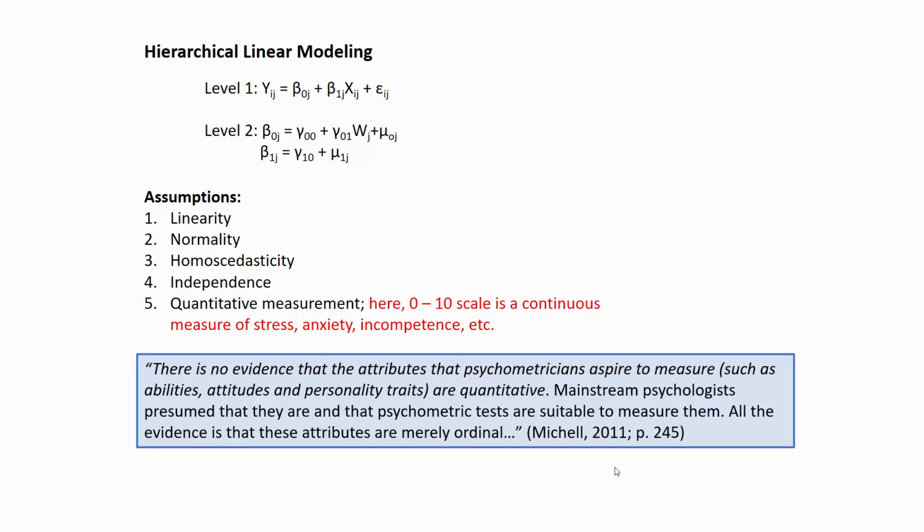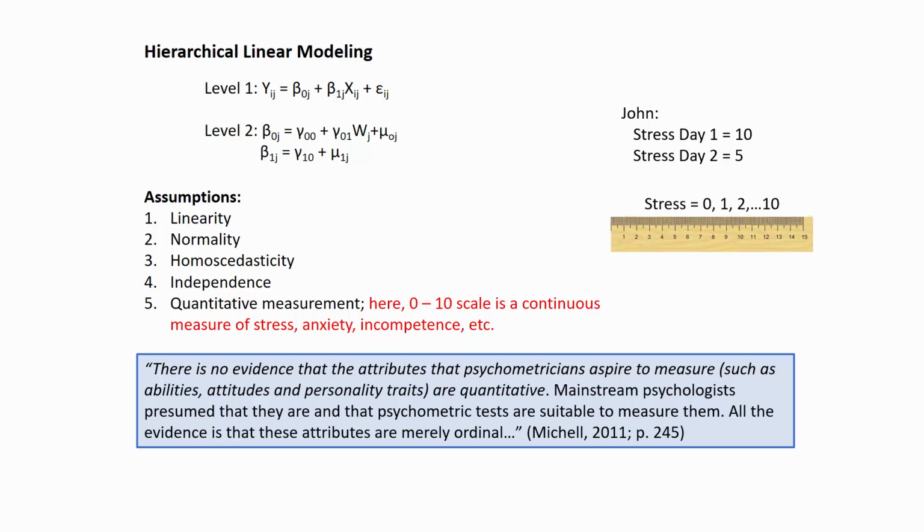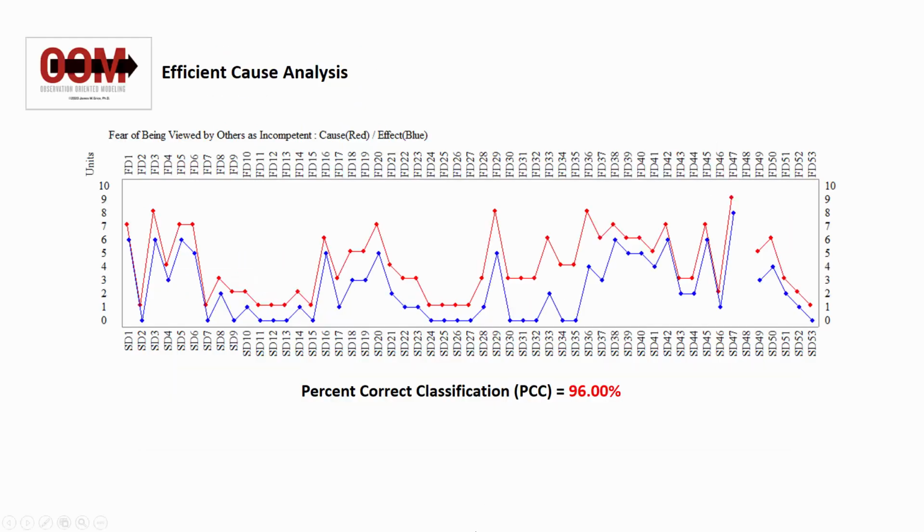Now to make this a little more concrete, let's suppose that John rated his stress as 10 one day and 5 the next. Was he twice as stressed the first day? Well, of course not, and the reason being that we do not have an established unit of measure here to make such a determination. Now another way to think of it, do the values 0, 1, 2, all the way up to 10 represent equidistant units of stress as you might find on a ruler? Well, again, of course not, because we do not have an established unit of measure for stress, nor do we have established units of measure for the different feelings. So with all of this in mind, what's the best way to analyze these data?